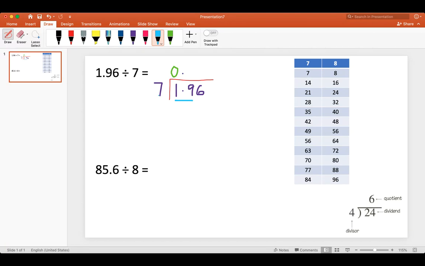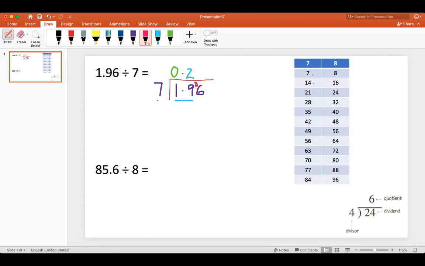And we can ask ourselves now, how many groups of 7 can I make out of 19? Well, let's have a look. 1, 2. I can make 2 whole groups. So I can put a 2 on top of the bus stop there. Now what we need to do is we need to count on from 14 to 19. And this is going to be our remainder. So 14, 15, 16, 17, 18, 19. And we will have a remainder of 5.